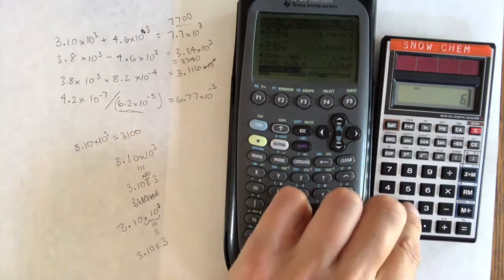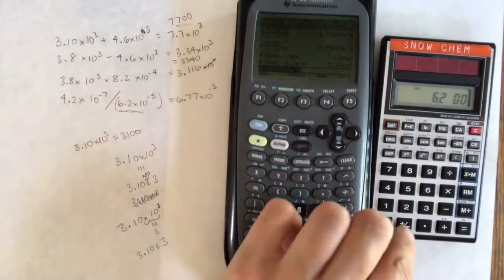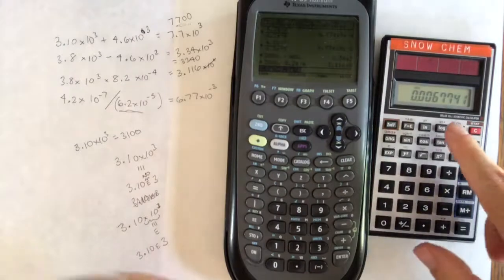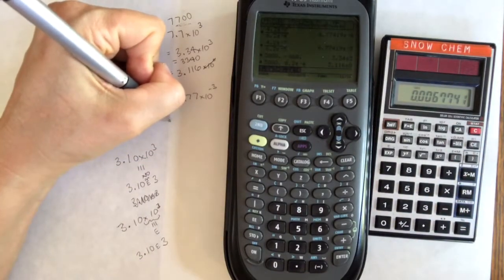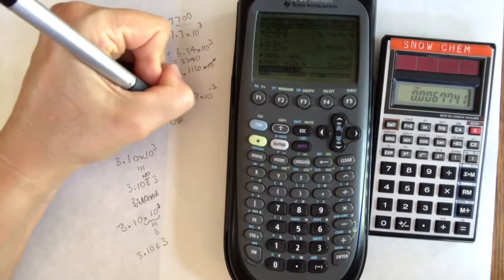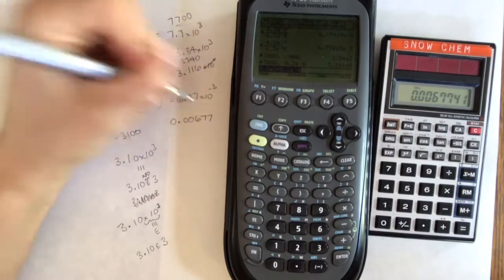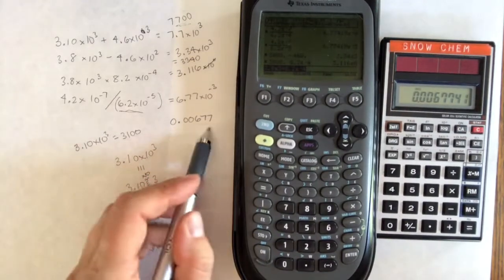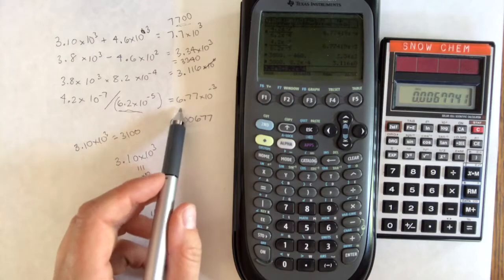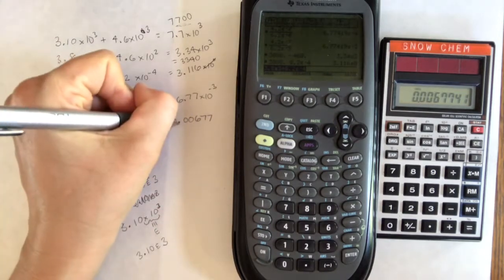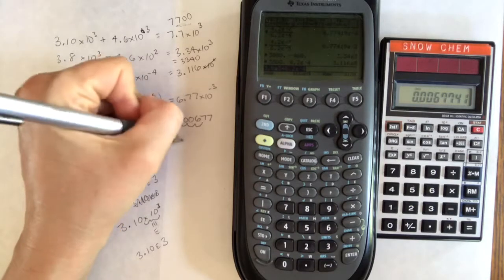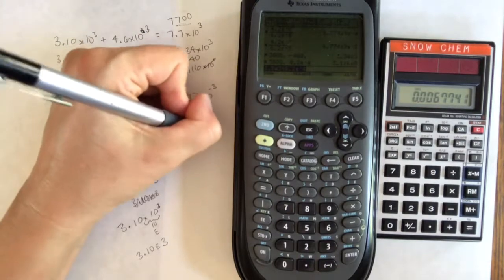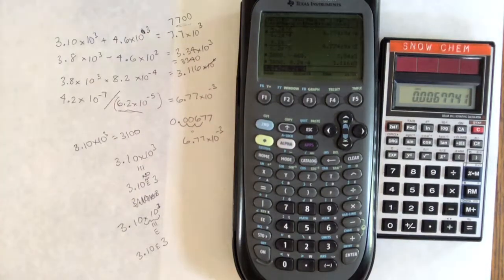So 6.2, and then I do the exponent, negative 5, that's equal to, and then notice how this calculator gave this to me in normal notation, so I can write that down. So 0.00677, and I'm going to round off the 4.1, so I just have this. And then I can put this into the same notation as this number by just moving the decimal. So 1, 2, 3, so that would be equal to 6.77 times 10 to the negative third.